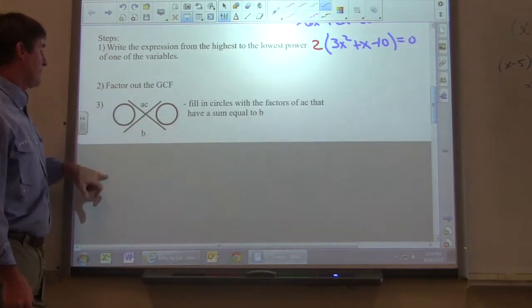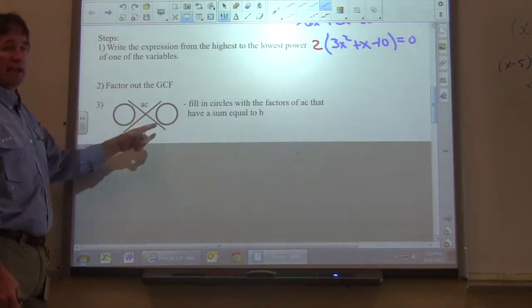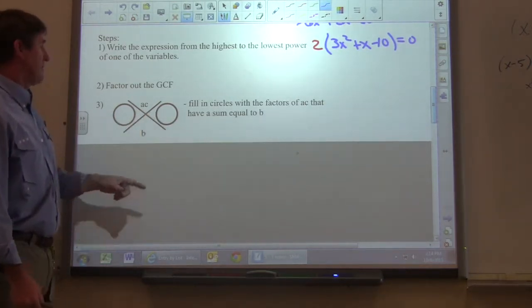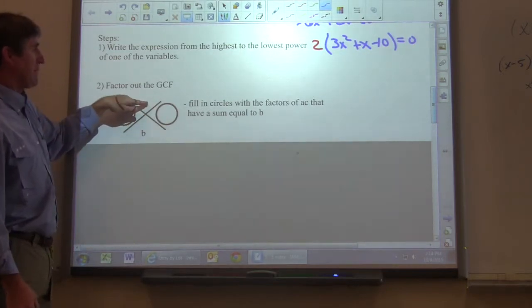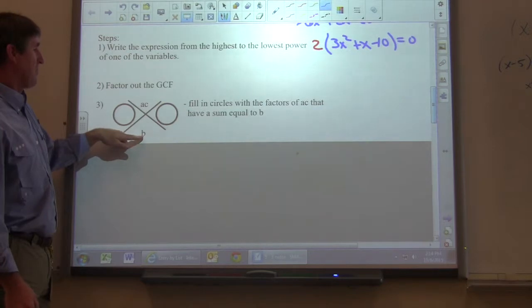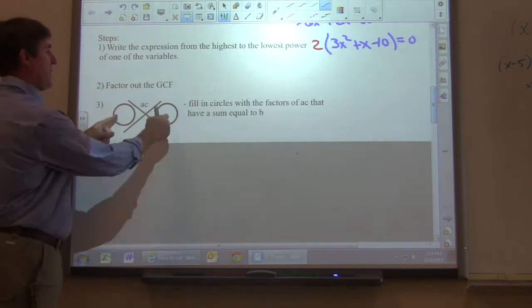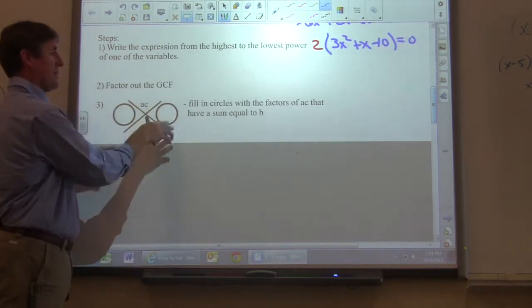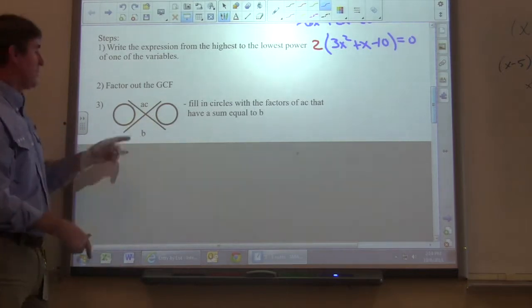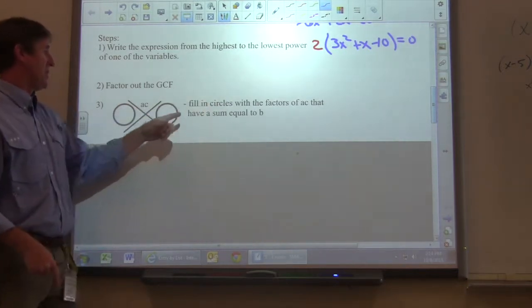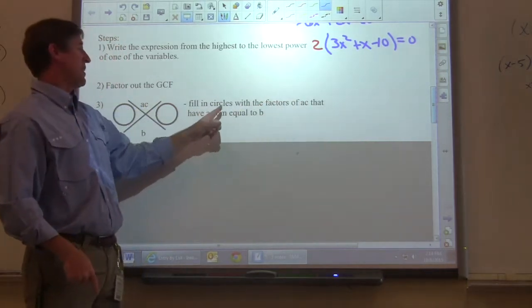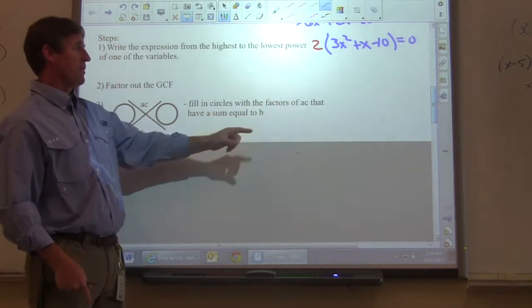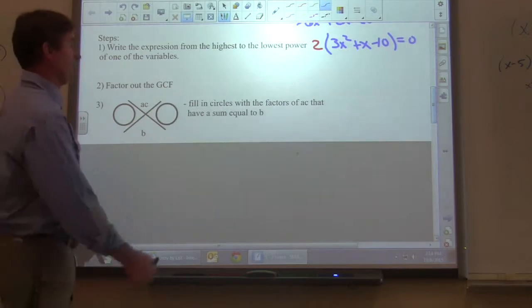Step 3. We're going to do the X method. Now when you do the X method, we draw the X. On top we put A times C, and on bottom we put what B is. Then we're going to fill in these circles here, now you won't put the circles when you do it, I'm just doing that for the definition. You fill in the circles with the factors of A and C that have a sum equal to B. So let's go through this problem.